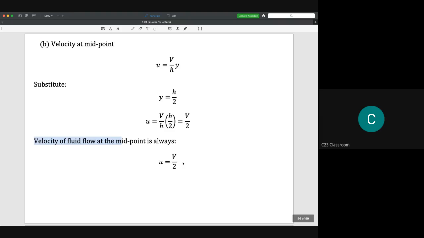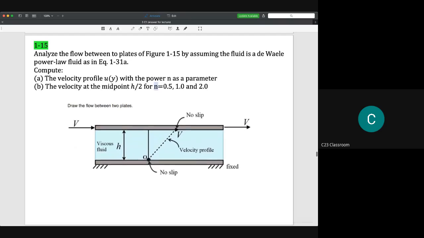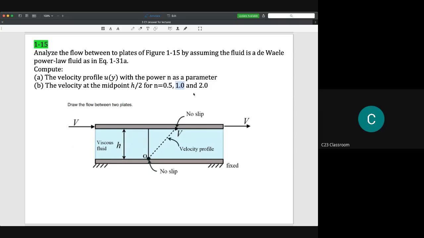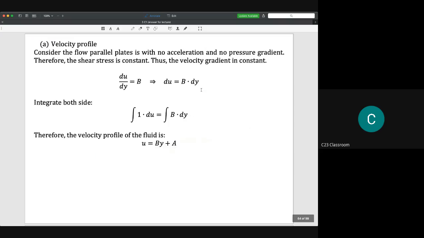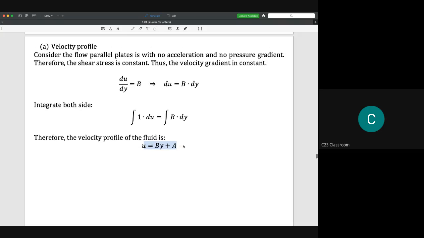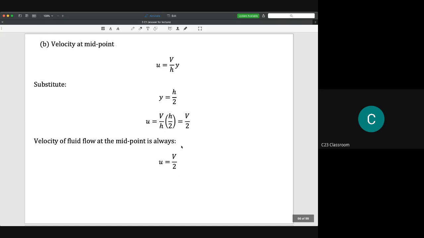For the equations with n equal to 0.5, n equal to 1.0, and 2.0, how to get those values is that you start here with B equal to a certain value, B to the power of 0.5, or B to the power of 2, and so on and so forth. Because if you do this, you will get a linear profile. I skip that one.